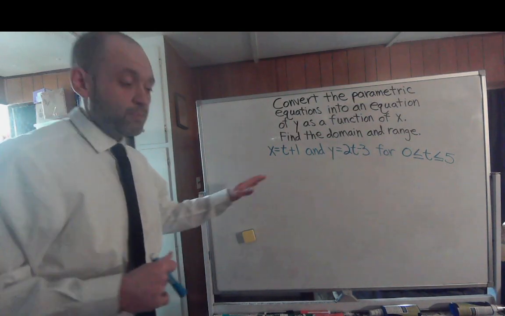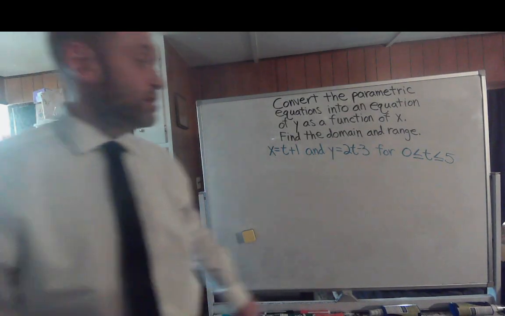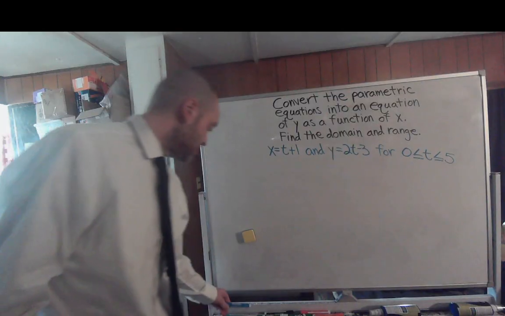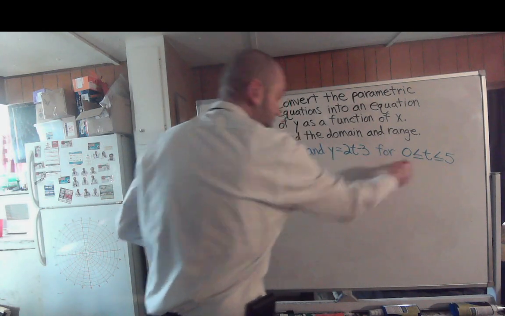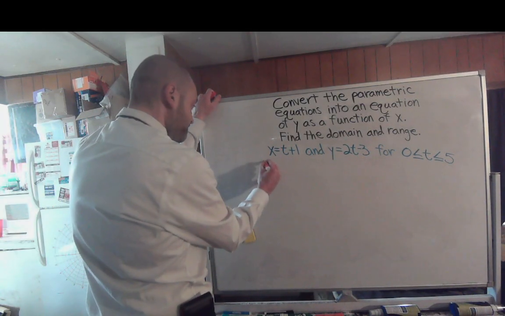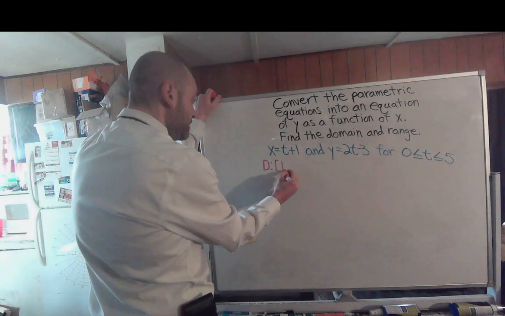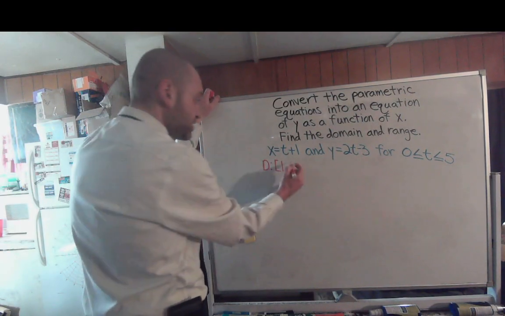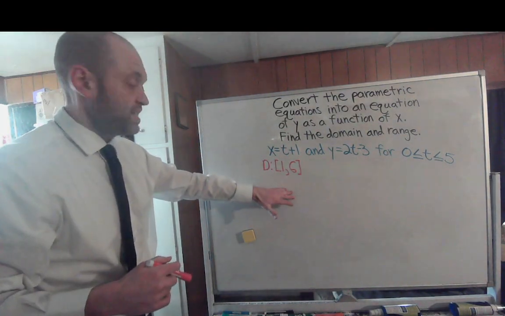Alright, so we have parametric equations, x equals t plus 1 and y equals 2t minus 3, for the domain of t being 0 is less than or equal to t, which is less than or equal to 5. Well, first let's find the domain. Take the lowest value of your domain of t, which is 0, put that in for x because your domain belongs to x, right? If you put in 0 for t, you'll get 0 plus 1, which would be 1. And then if you put in 5 for t, your highest value, you get 5 plus 1, which is 6. So your domain is going to go from 1 to 6 for your x.